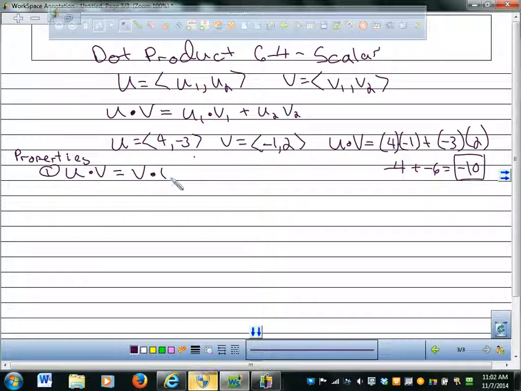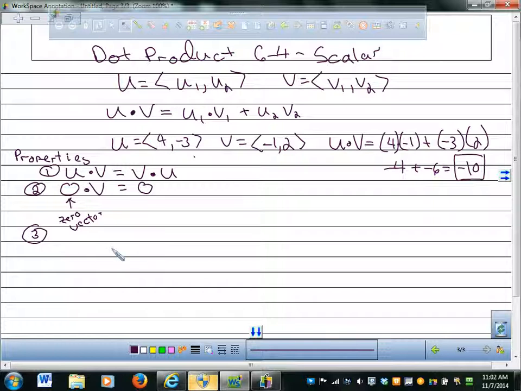Okay, so this is called the commutative property. So u dot v is equal to v dot u. It doesn't matter which order you go in. You know about that, right? Number 2 says that 0 dot v, where 0 is a vector, not the number 0, but the 0 vector, which is a vector with 0i plus 0j. Guess what that's equal to? 0. 0, right? Because if I multiply 0 times a number and 0 times another number and add them together, I get 0.